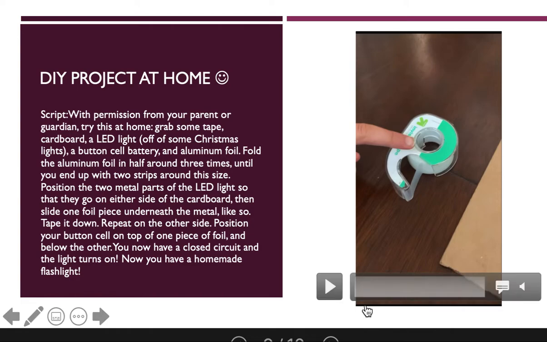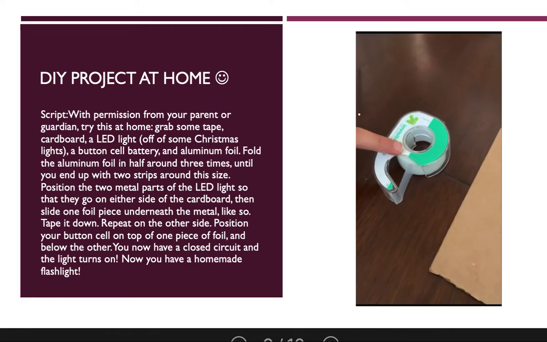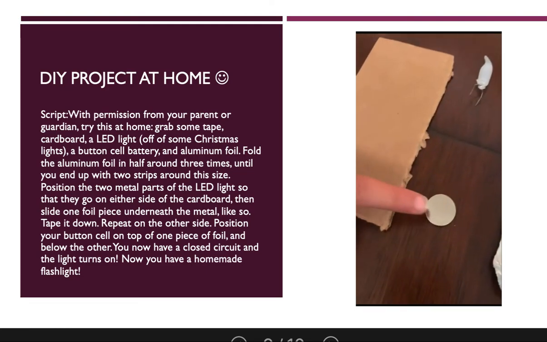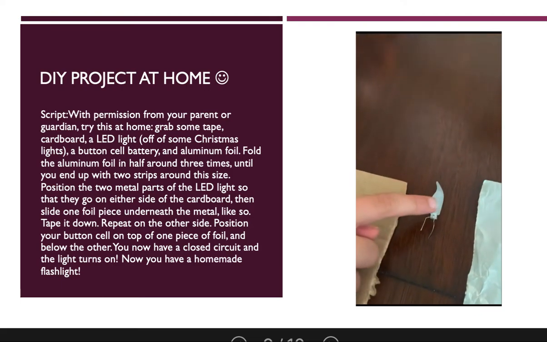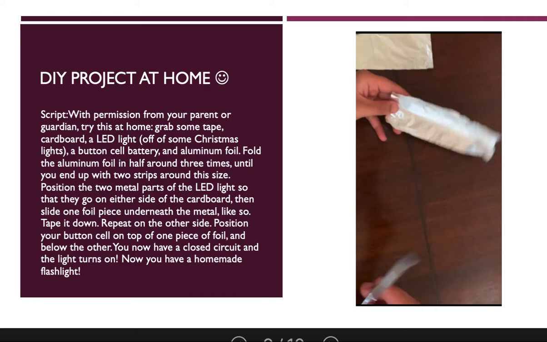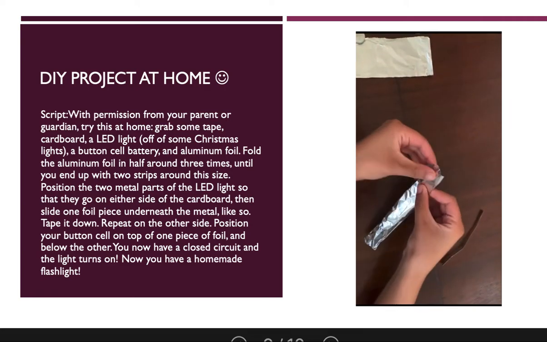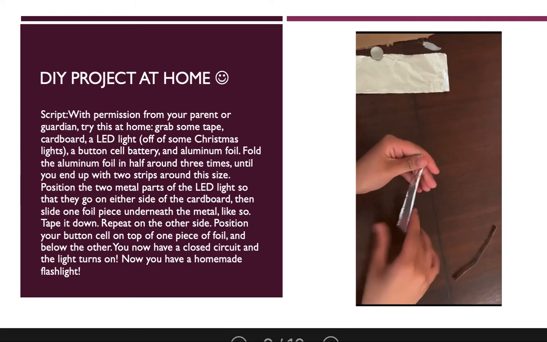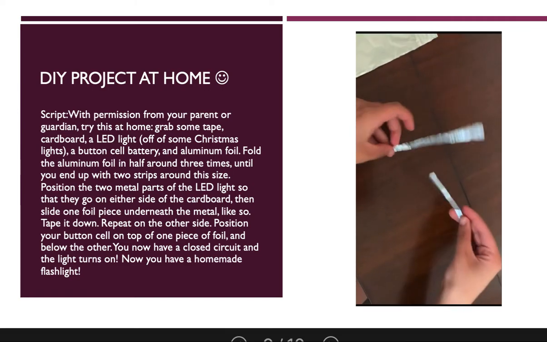Here's a little DIY project at home. With permission from your parent or guardian, try this at home. Grab some tape, cardboard, an LED light off some Christmas lights, a button cell battery, and aluminum foil. Fold the aluminum foil in half around 3 times until you end up with 2 strips around this size.